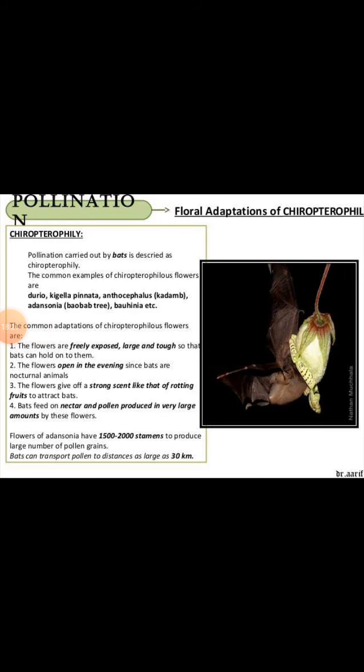See the example given for chiropterophilous flowers. Flowers are freely exposed, large and tough in nature, opening in the evening, because bats are nocturnal mammals. They have a strong smell and rotting odor. Bats' nectar is produced in a very large amount in the flower of Adansonia, which has 1500 to 2000 stamens. A bat can transport pollen over a distance of 30 kilometers, and that pollen is able to germinate.